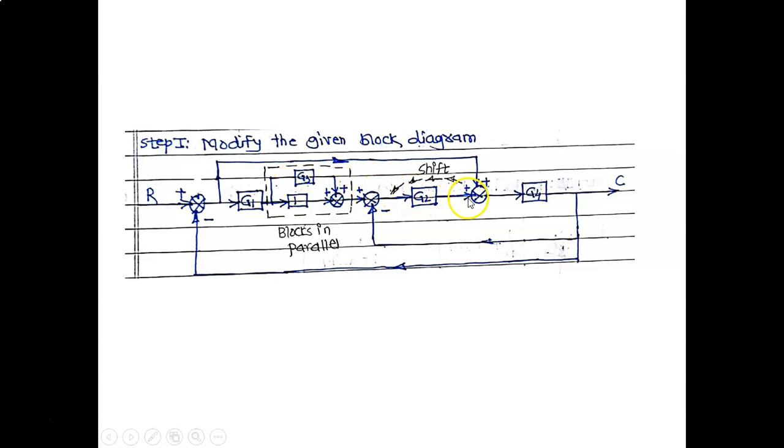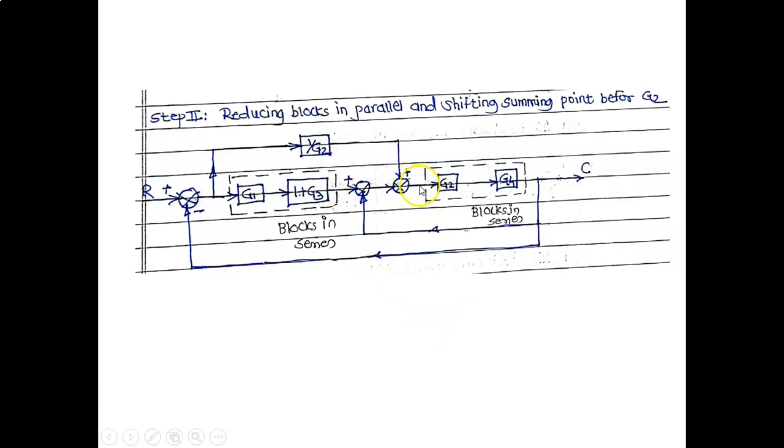Therefore, this summing point will shift behind the block, so that another block will be added on this line, the upper line. Therefore this 1 plus G3 block will be there, and this summing point will shift after the block G2. Therefore we have shifted after the block G2. That's why another block of 1 upon G2 is added on this line.